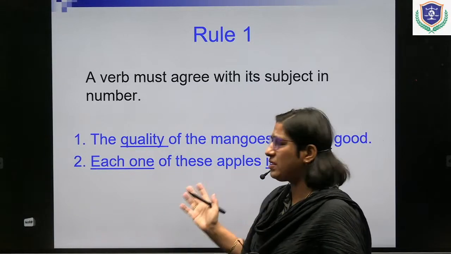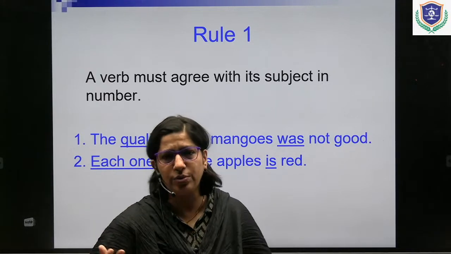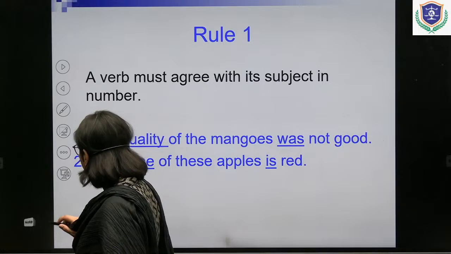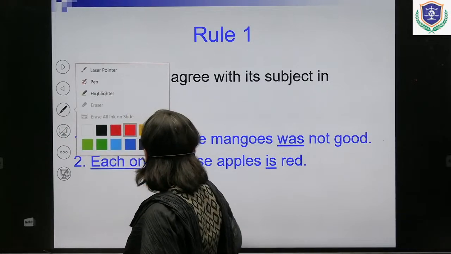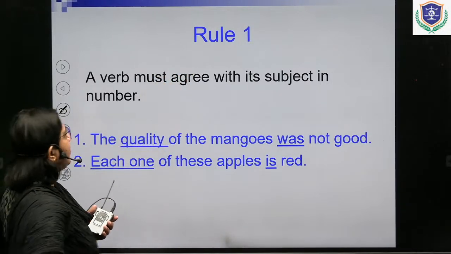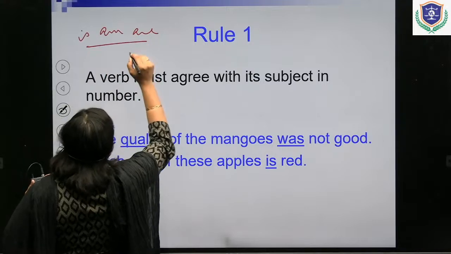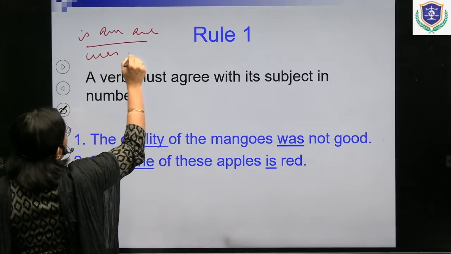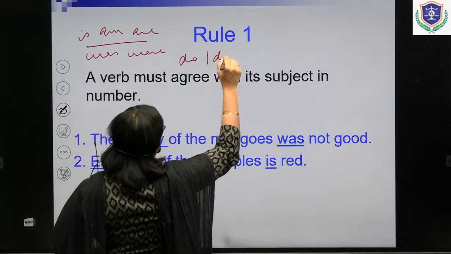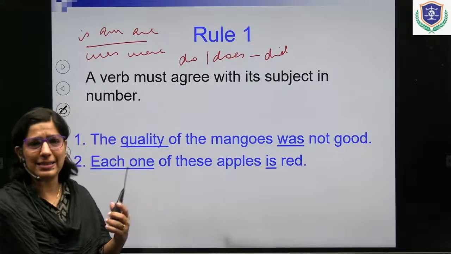Here there's this rule one. It is very easy, of course, that a singular subject will have a singular verb and a plural subject will have a plural verb. Yesterday I did talk about it, that the verbs which are there, we of course have is, am, are, and of course the other forms of it, was, were. Then we have do and does. Past tense of this is did. And then we have has, have, right?